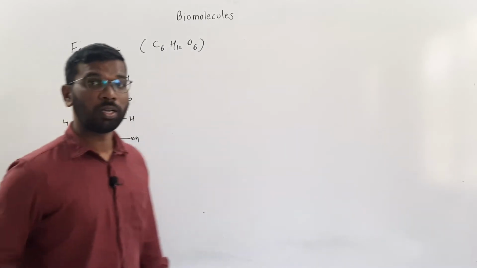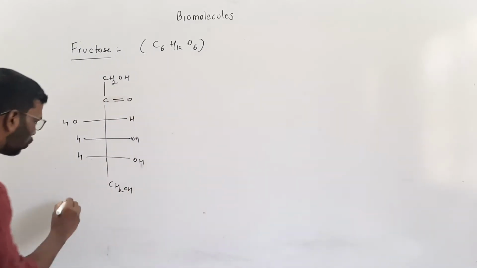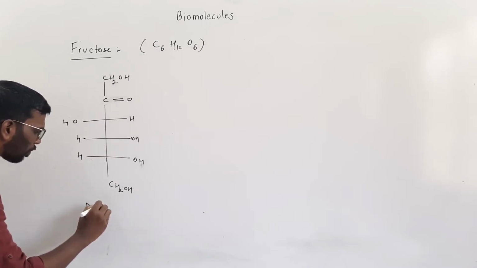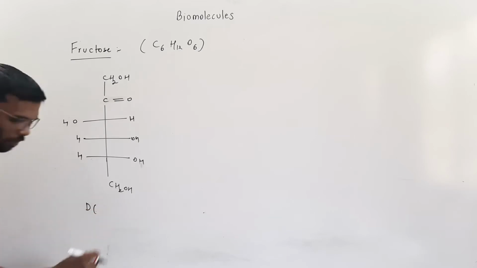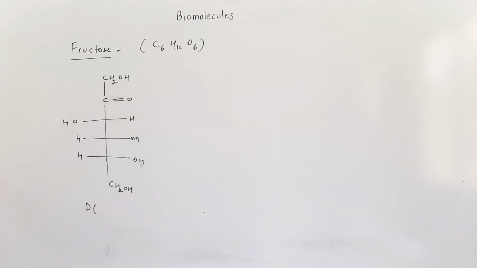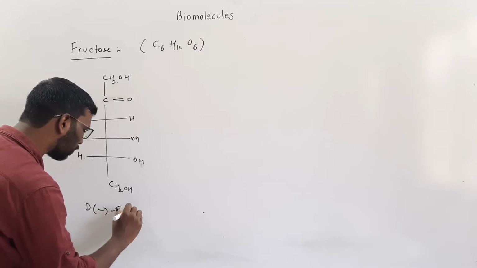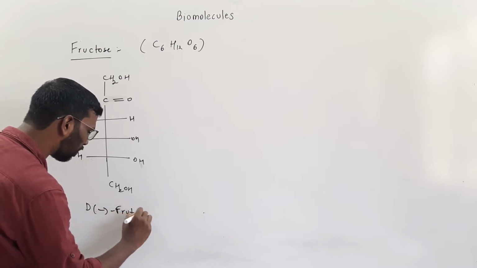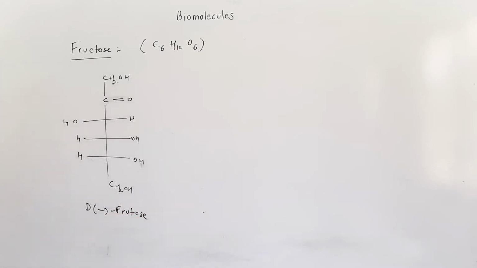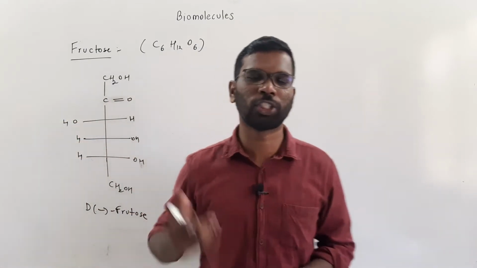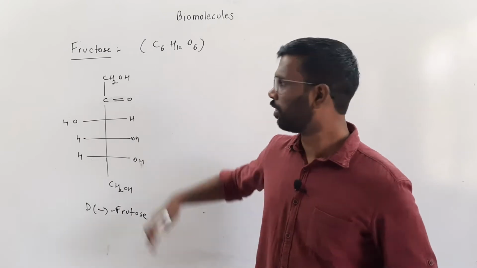This is what the glucose is. And I will write this as D, or I can write D structure name. Write D-fructose, or fructose. This is the structure. This is a Fischer projection of fructose. The thing is very simple.